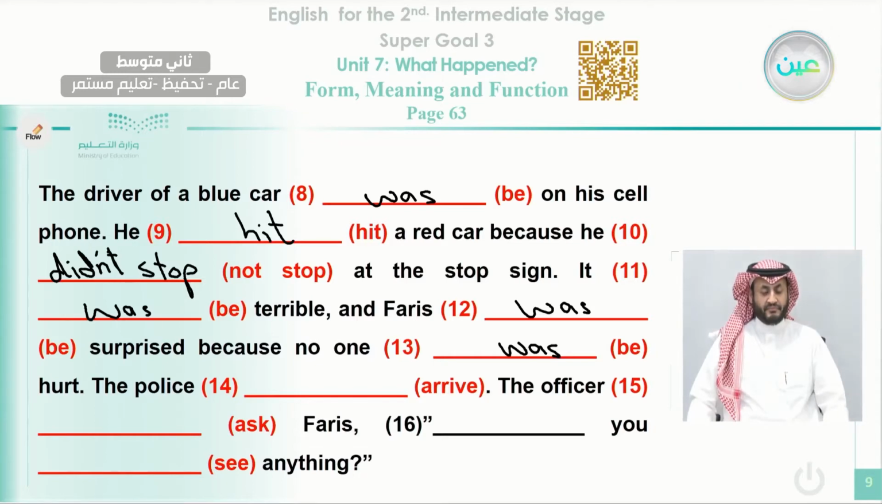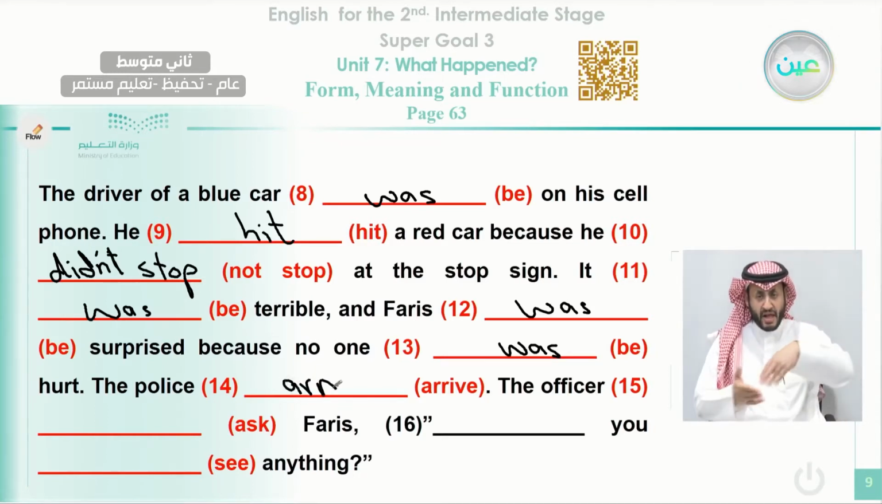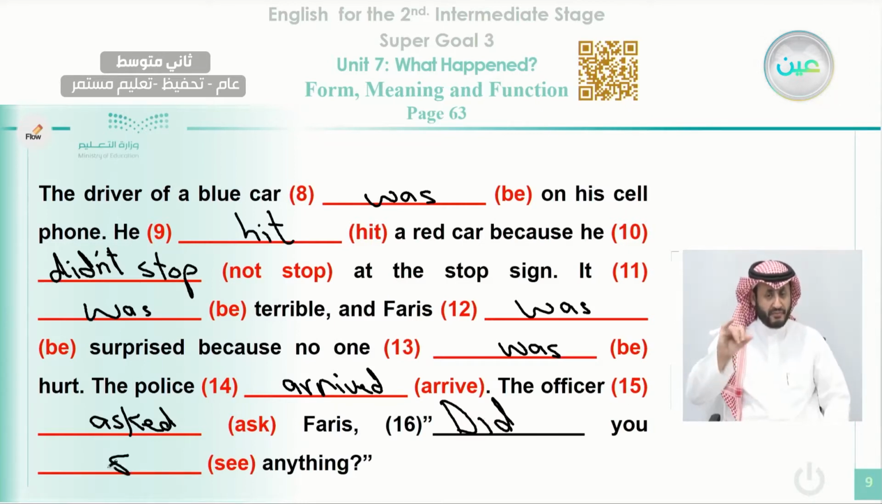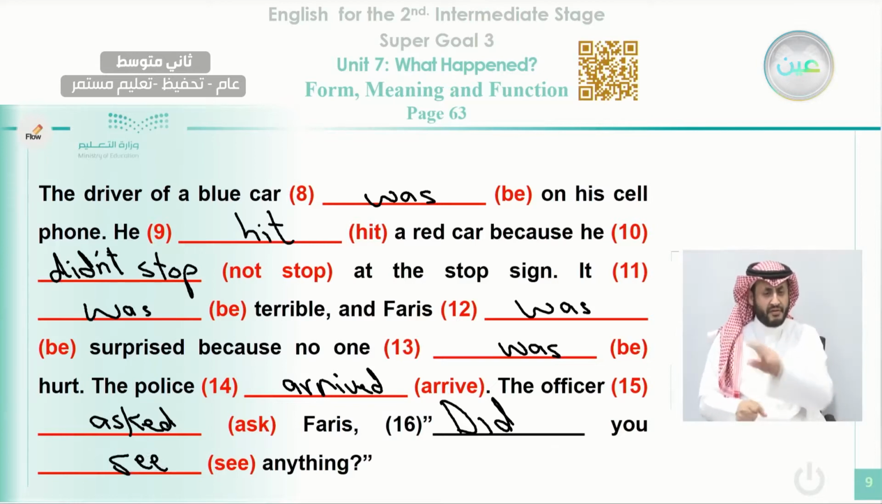When the police arrived, this is the past form of the verb arrive. The officer asked, this is the past form of the verb ask, Faris. Then this is the question here: What did the police officer say? Here we use the verb say in the past in the form of a question. We say did, okay, did you say? Why do we use say here in the infinitive form? Because it is after did.